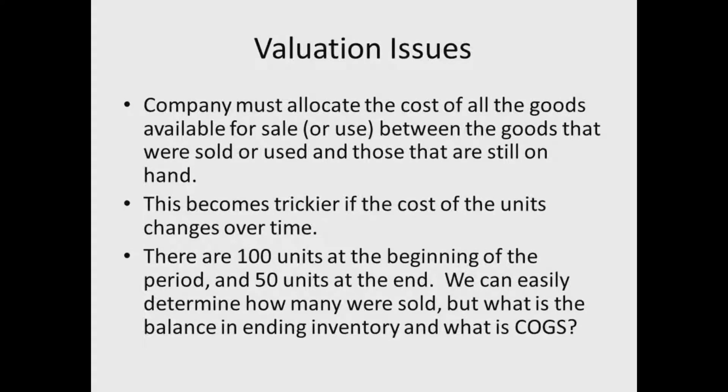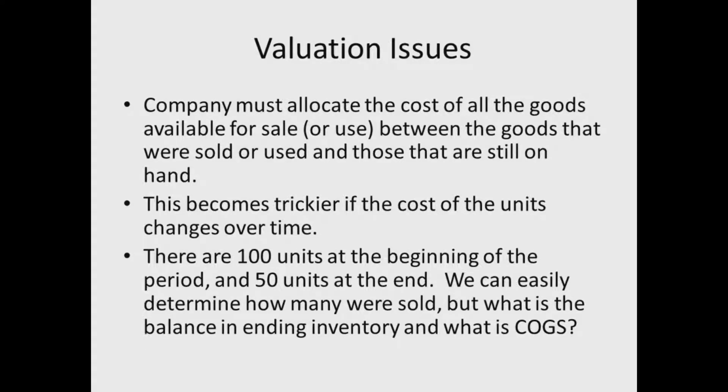So let's say we had 100 units at the beginning of the period, and we didn't make any purchases throughout the year, okay? At the end of the year, we have 50 units. How many units have we sold? Okay, nobody has any problems figuring that out, right? We've had 100, we have 50 left, we must have sold 50.